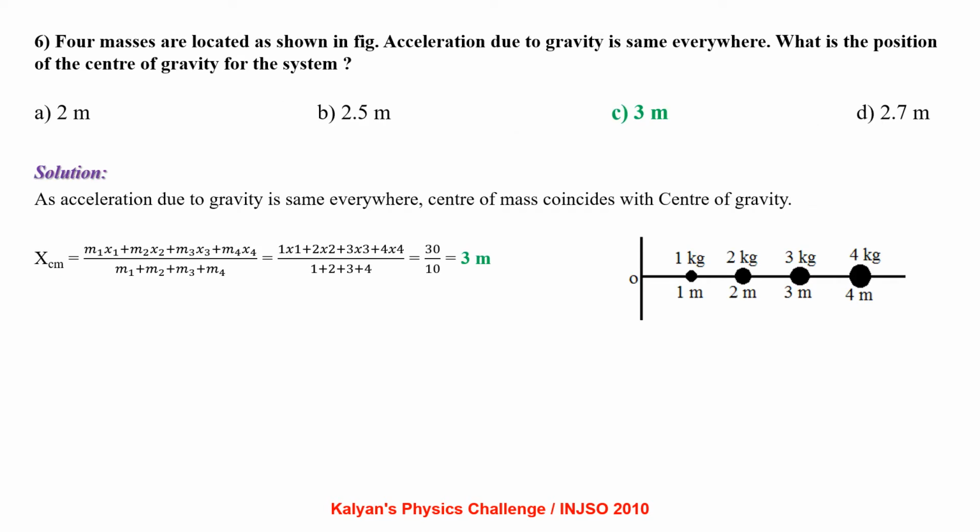Four masses are located as shown in the figure. Acceleration due to gravity is the same everywhere. What is the position of the center of gravity of the system?